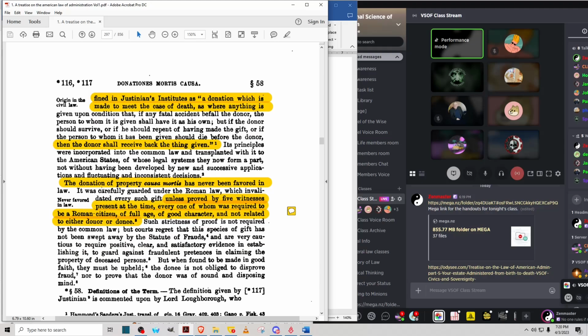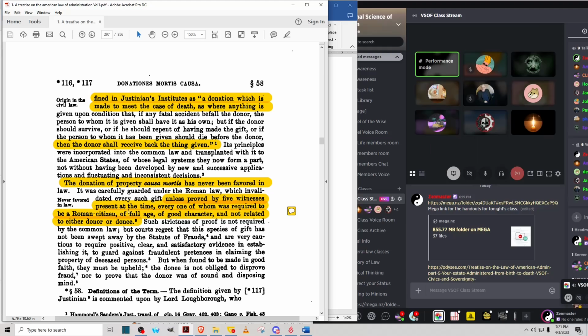Okay, so the donation of property, causa mortis, has never been favored in law. It was carefully guarded under the Roman law, which invalidated every such gift unless proved by 5 witnesses present at the time, every one of whom was required to be a Roman citizen of full age, right? There's that aspect of lack of infancy, so of full age means you're not an infant. Of good character, meaning you're not a felon or, say, an enemy of the state, and not related to either donor or donee, right? So just a little aspect of that.